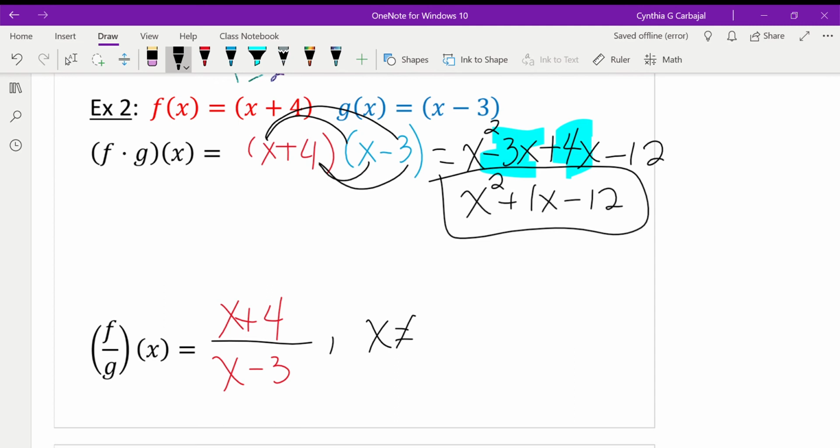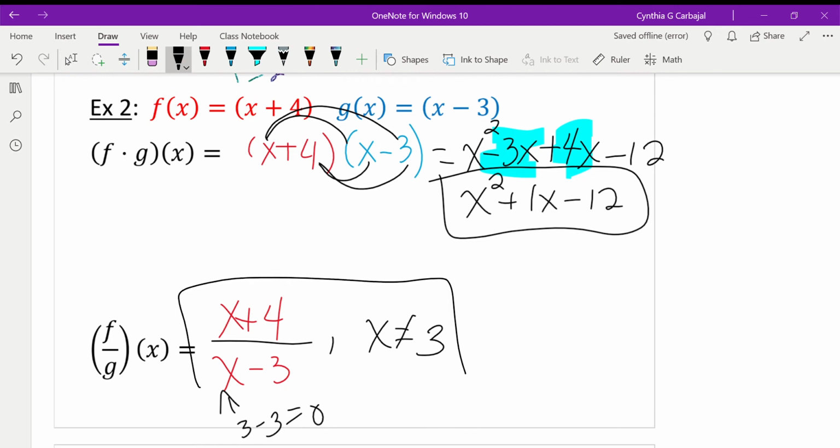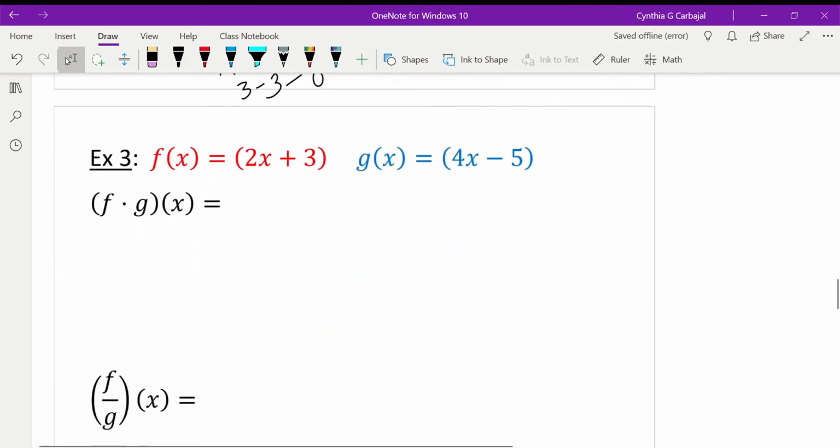I don't know if anybody's still there. 3, right? If x is 3 here on the bottom, 3 minus 3 would give me 0. So x cannot be 3. If x is 3, then I would get 0 on the bottom. So if I was talking about domain, that's my x values, it would be all real numbers except 3, right? X cannot equal 3. Alright, let's do another example.